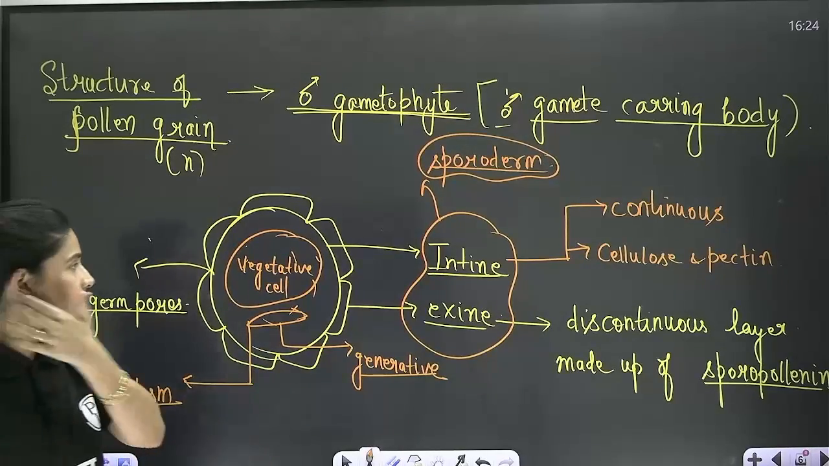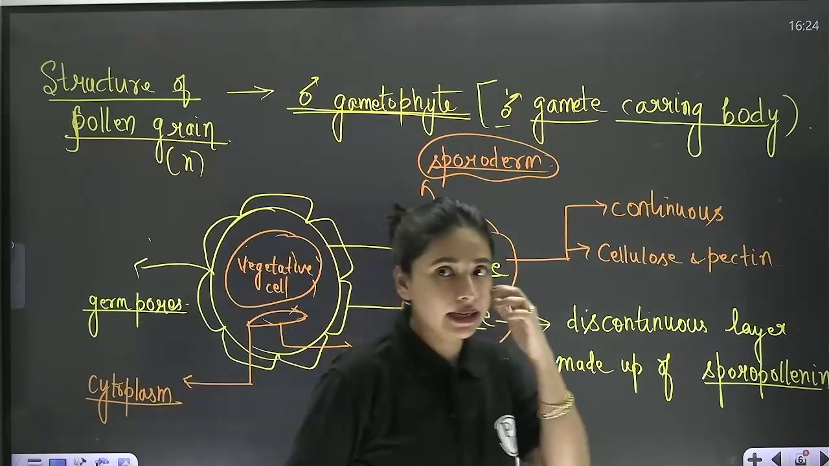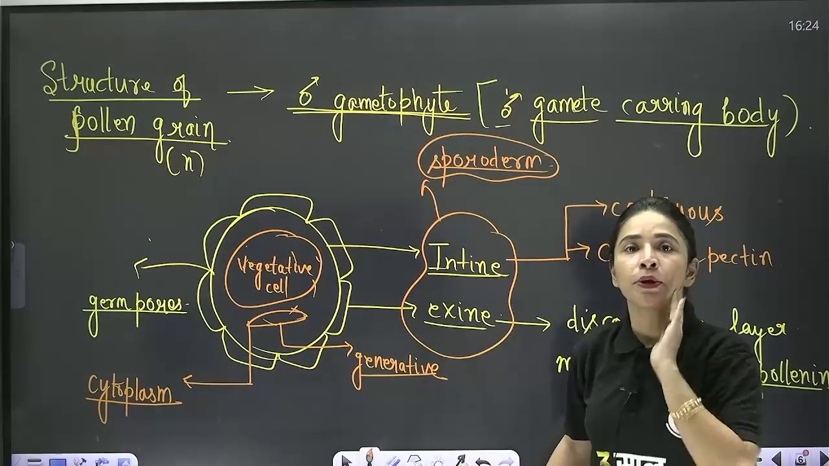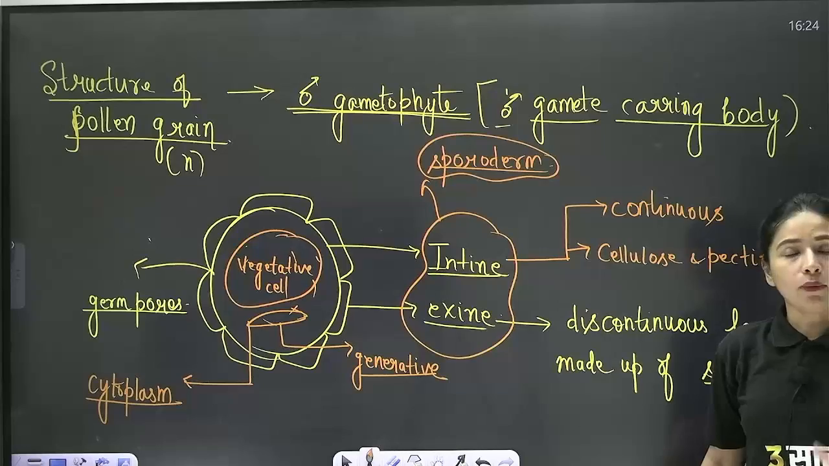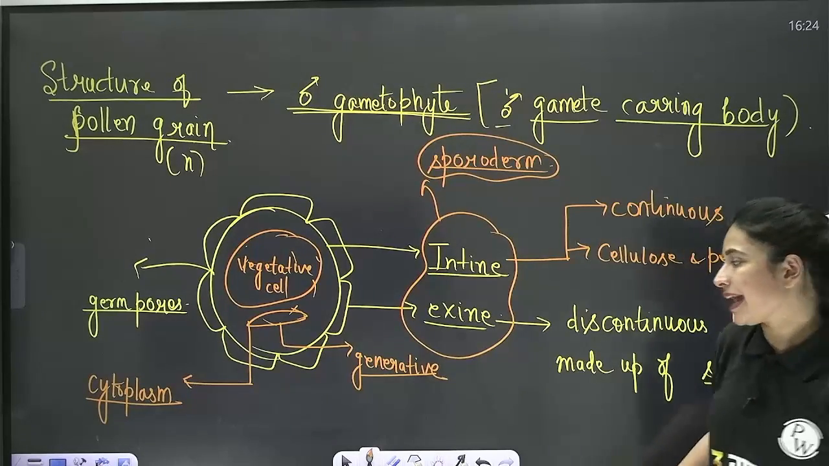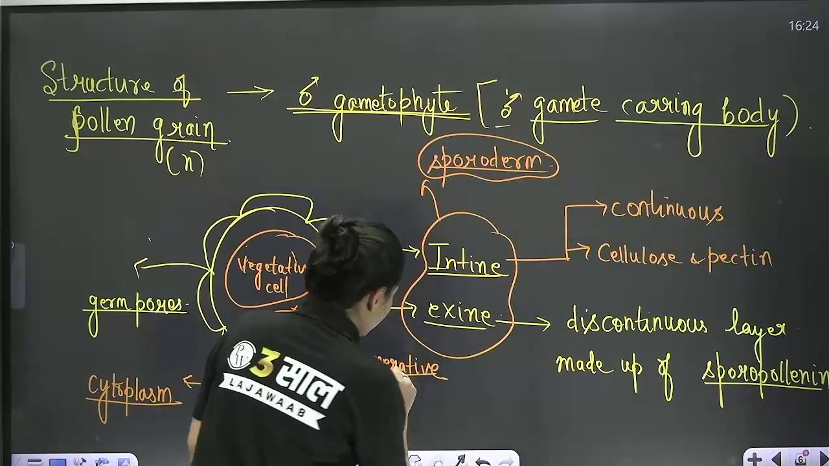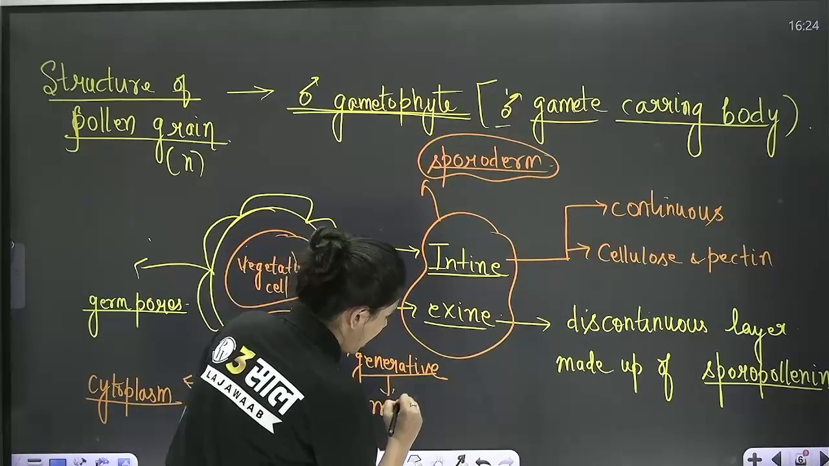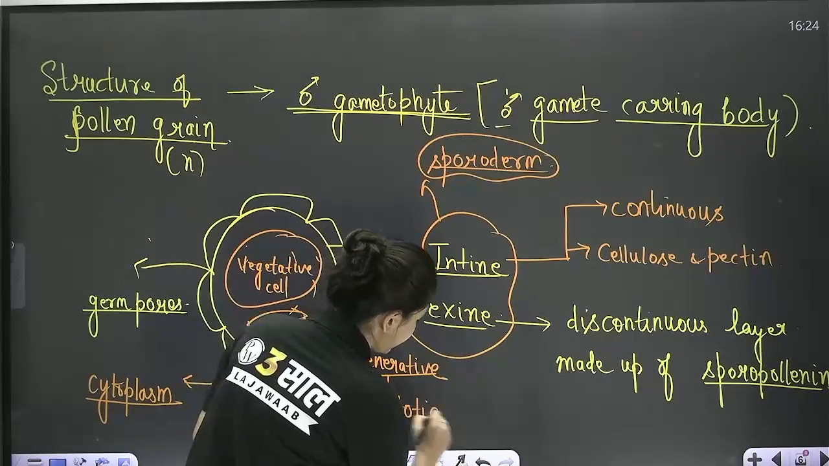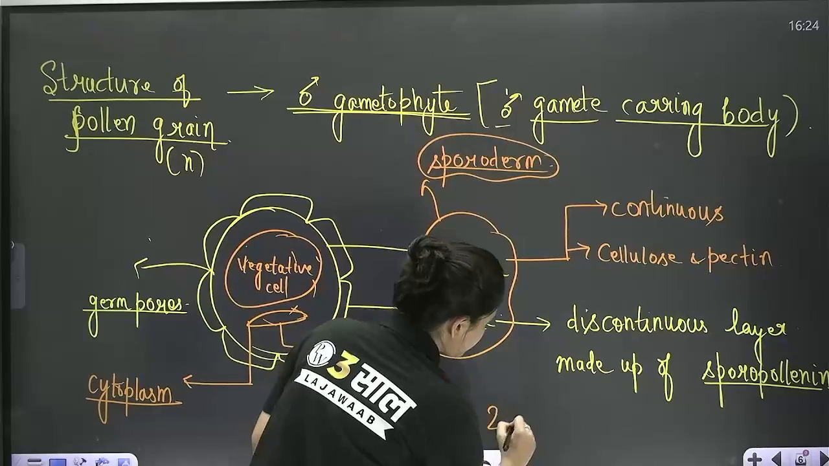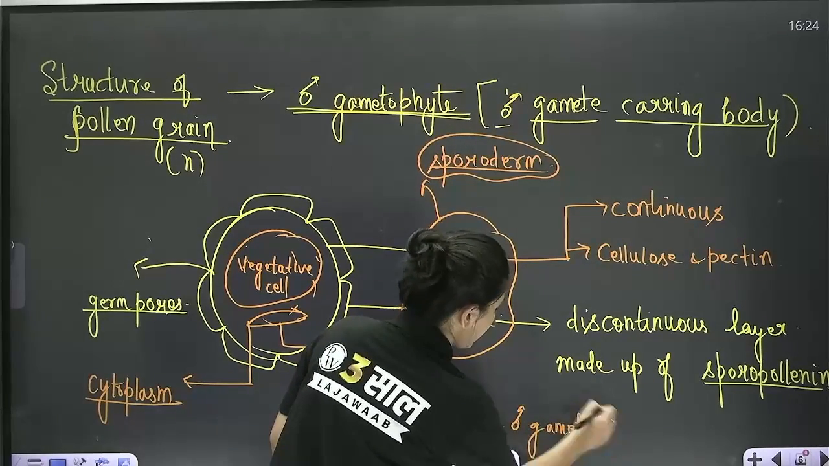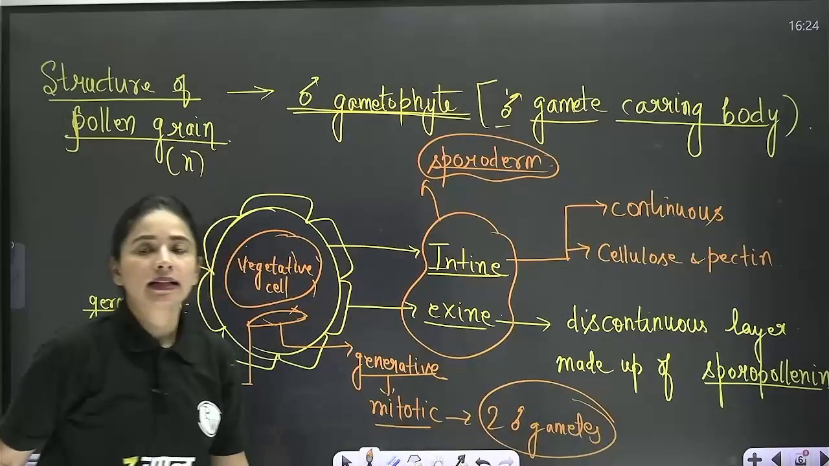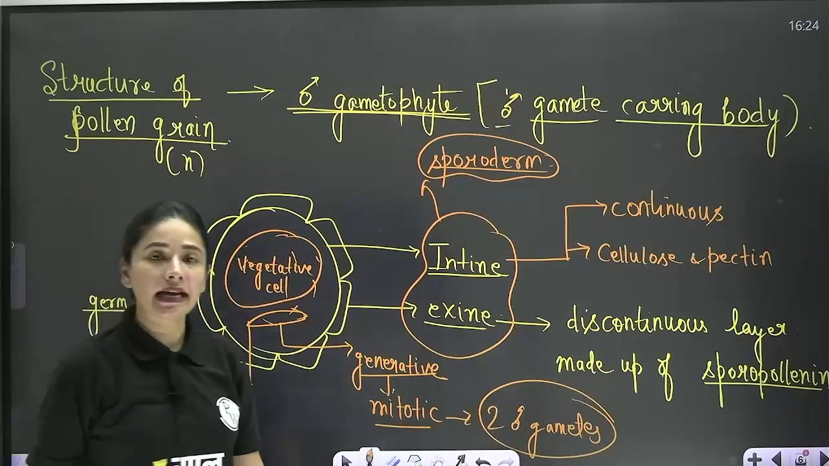If shedding occurs in this condition, then it is known as two-cell condition, seen in 60% of the angiospermic families. However, in remaining 40% angiospermic families, beta, this generative cell undergoes mitotic division to produce two male gametes. And if shedding then occurs, then that is known as three-celled condition.